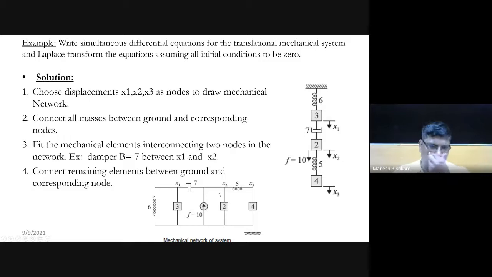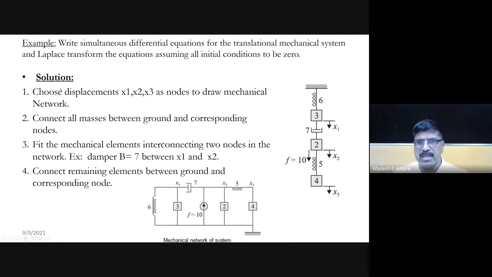I hope that you have understood which are the elements associated with X1, which are the elements associated with X2, and so on. Now see that this spring element 5 is in between X2 and X3. So we have connected this 5 in between X2 and X3, and then finally this is the mass element. One end of this mass element will always be connected to the ground, and another end is connected to the nearest displacement point, that is X3. I hope that you have understood how to draw the nodal diagram from the given mechanical system.